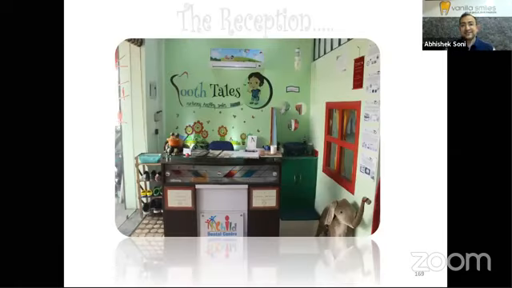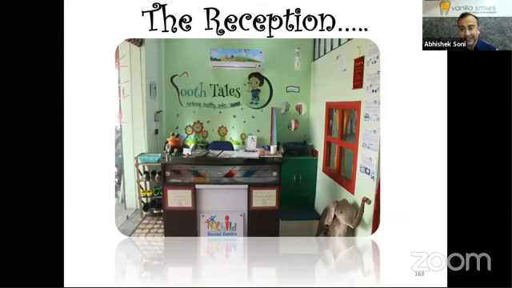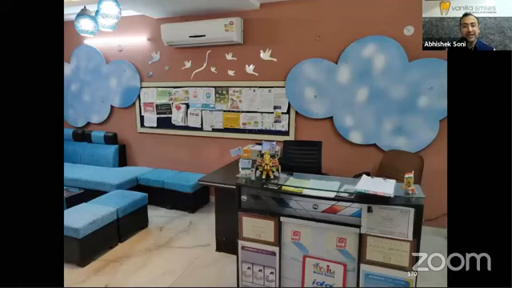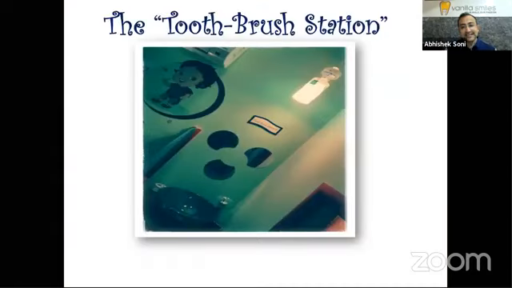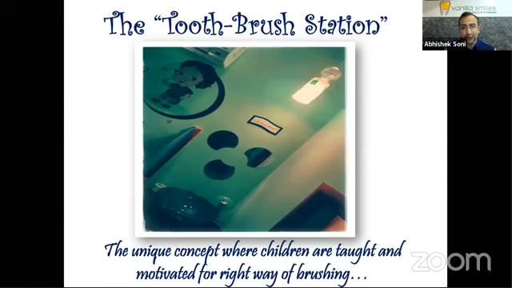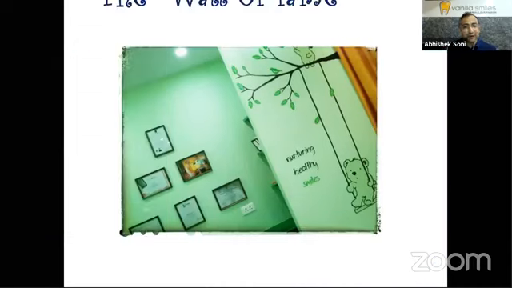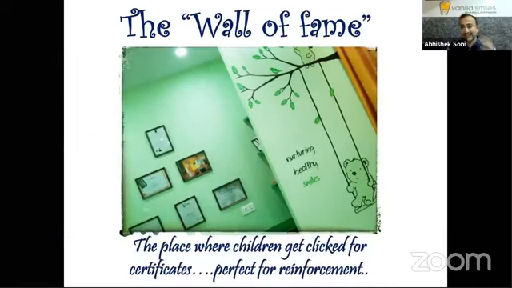This is the reception at Greater Noida at my colleague's center, Tooth Tales. This is their waiting area. They've just shifted to a larger space. And this is the toothbrush station that they have now, wherein you can actually inculcate good oral hygiene practices. The wall of fame, wherein you click pictures with children, you hang their pictures over there so that at follow-ups when they come, they are motivated.